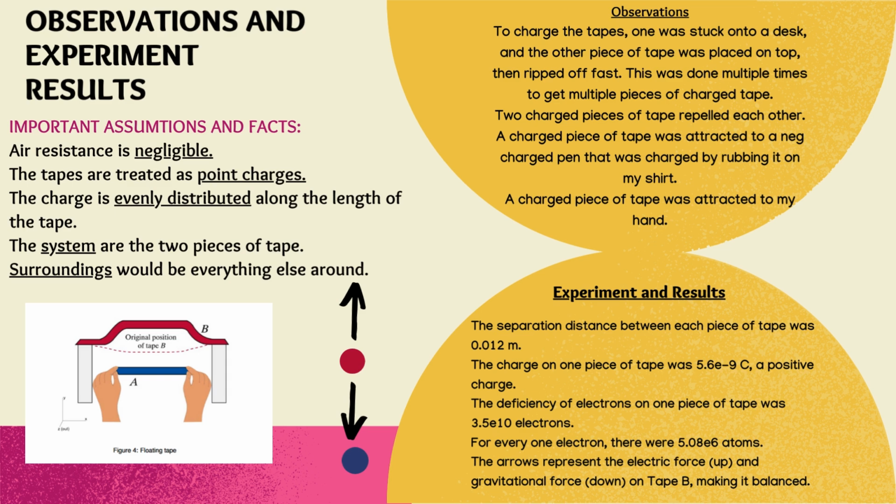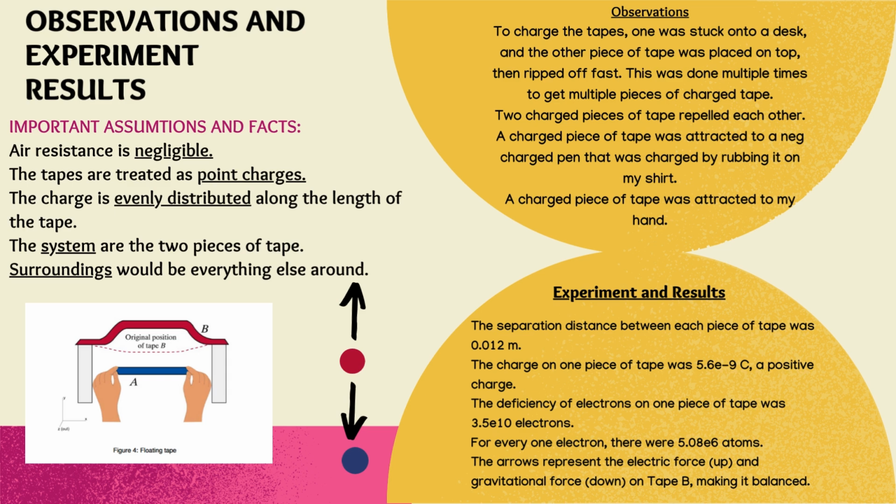So in the experiment, as you can see to the left, tape A is below tape B, and the separation distance I found between these two pieces of tape was 0.012 meters. The charge on one piece of tape was 5.6e-9 coulombs, which is a positive charge. The deficiency of electrons on one piece of tape was 3.5e10 electrons, and for every one electron, there were 5.08e6 atoms.